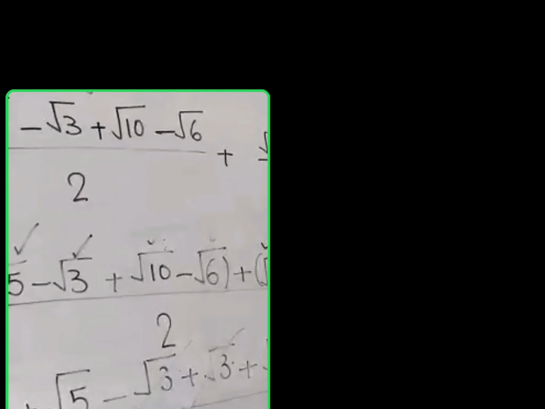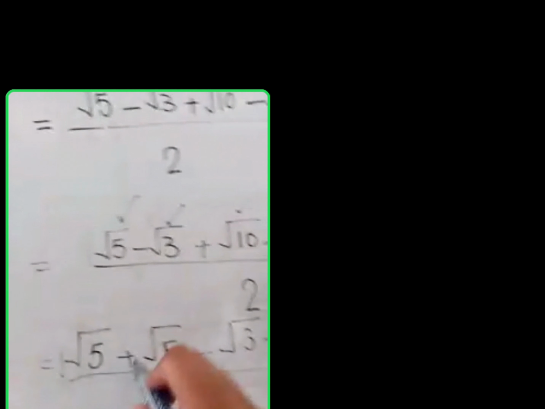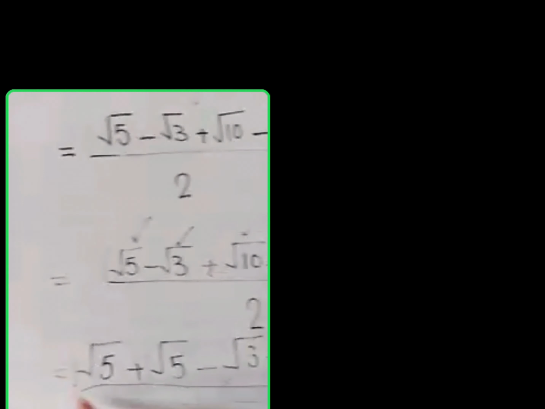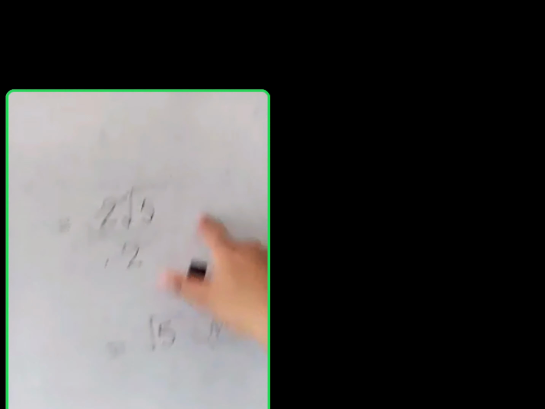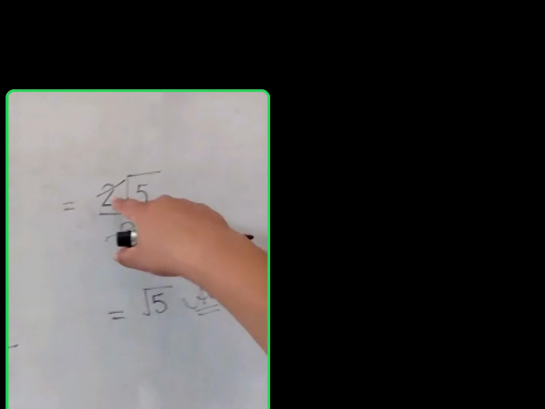Is it clear? Under root 5 plus under root 5. Their coefficients will be added. Its coefficient is 1 here. Its coefficient is also 1. 1 and 1 will be 2. 2 times square root 5. And this 2 is in the multiplication relation. So cancellation property of multiplication will be used here. 2 by 2 cancelled out. What is left? Square root 5. Okay.